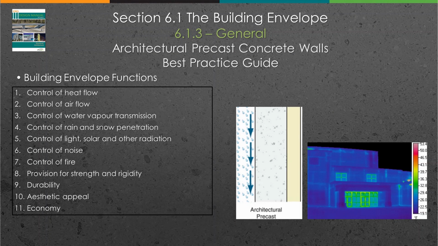The principles are consistent with the well-documented Canadian Building Digest CBD 48, Requirements for Exterior Walls by Neil Hutcheon, which outlined these basic performance requirements for exterior walls. Although originally published in 1963, it has set the foundation for building envelope design principles for decades. It details the following performance requirements: control of heat flow, control of airflow, water vapor transmission, rain and snow penetration, control of light, solar, and other radiation, noise, fire, strength and rigidity, durability, aesthetic appeal, and economy.